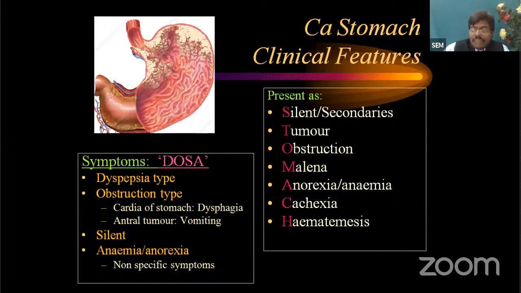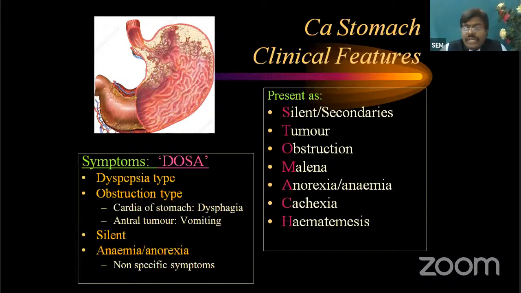That is the thing. You can also use a mnemonic for the symptoms of stomach cancer. They can present silently, as I said, presenting with secondaries later, or as an epigastric mass, obstructive features as I told you, or GI bleed because of the ulcerative lesion, like melena or hematemesis, or anemia and cancer cachexia. Any patient with a cancer will have significant weight loss.